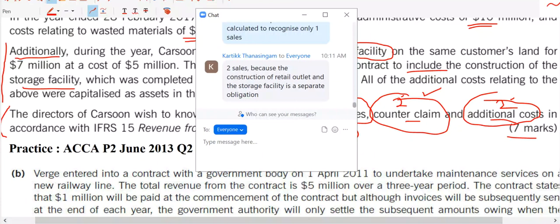Okay, Karthik says two. Hang on. Because the construction of the retail outlet and the storage is a separate obligation. Is there anywhere in the question that hints to us that these two are separate obligations? Any particular keywords or something? The rest can also continue to contribute. Do you think it's one sale or two sales?